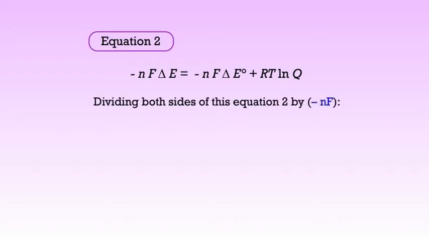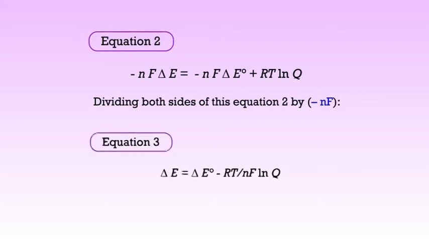Now divide both sides of this equation 2 by minus nF. We have now delta E equals delta E naught minus RT divided by nF ln Q. Now let this be equation number 3.